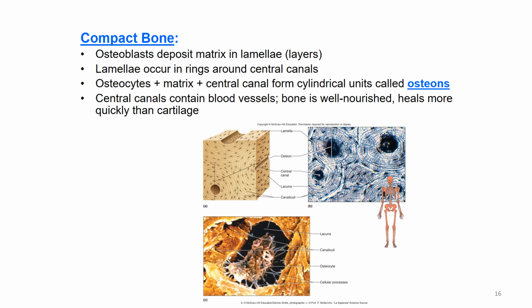Bone is also considered connective tissue. Here, bone has osteoblasts. Osteoblasts are the cells that build the bone. Once these osteoblasts build the bone, then they turn into osteocytes. Osteocytes means the mature bone cell. In the bone chapter, when we get to it, we'll talk about these osteons, these circular structures that look like tree trunk shapes.